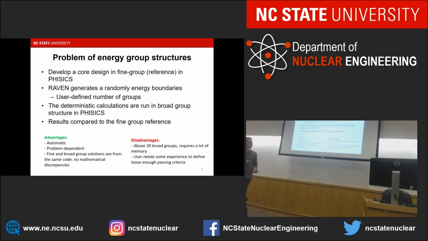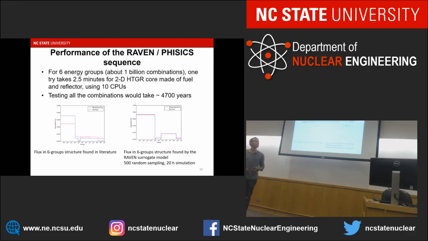The advantage of such approach is, first, this is automatic. Second, this is problem dependent. And third, the fine and broad group solutions are from the same code, physics. So you don't have any mathematical discrepancies when you compare reference to the broad groups. The disadvantage is above 20 groups, it requires a lot of memory. So you need HPC capabilities, and also the user needs some experience to define loose enough passing criteria.